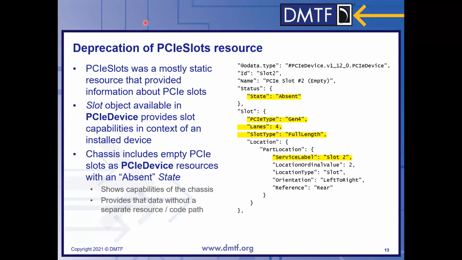So since we have the collection now available of PCIe devices, and that can contain the slot information, it no longer makes sense for us to keep around this PCIe slot resource. It becomes duplicative and really not what we want folks to implement anymore. So we have deprecated that resource. The information is therefore available in the PCIe device collection, and we did go through and have to add a few pieces to make sure that 100% of the slot description information is available within that PCIe device. And I've highlighted some of the things there that were added recently in support of that.